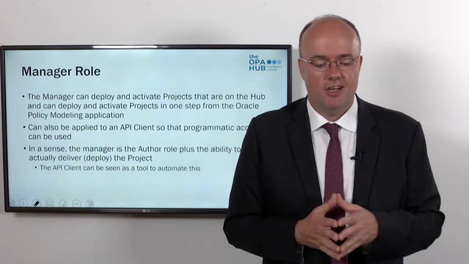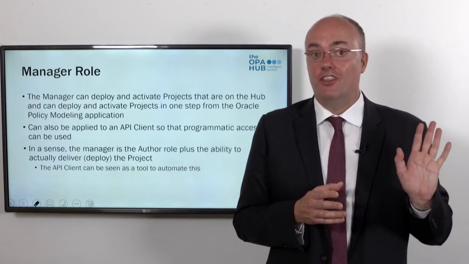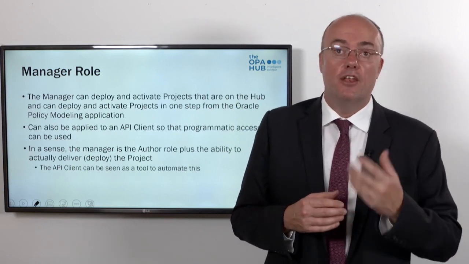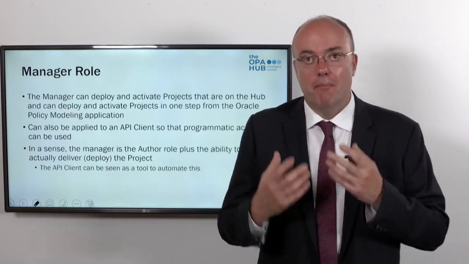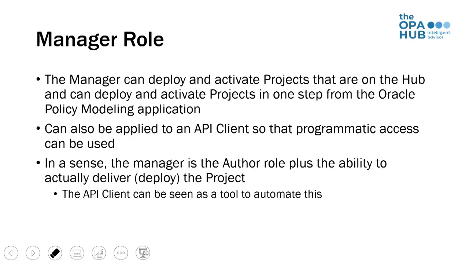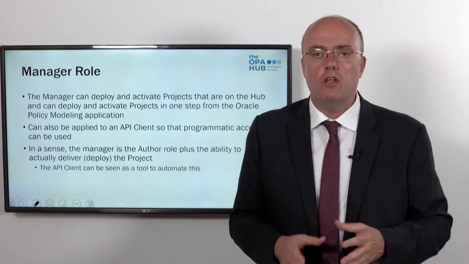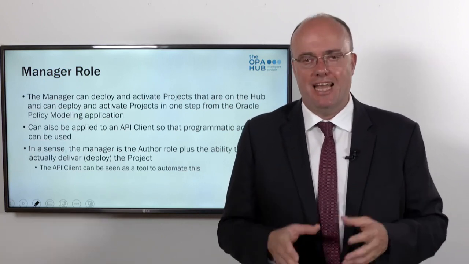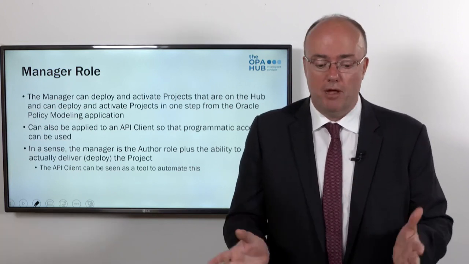Well, it kind of makes sense, doesn't it, that if the author can get as far as saying, I think I'm ready now, we need another role to take it from there. So you can say that the manager role, I'm starting with the bottom bullet point, is the author role plus the ability to actually deliver something. It picks up where the author left off and moves it on a little bit further. In the deployment flow, the manager actually gets to make it available to the end users, to the general public, if that's the case.